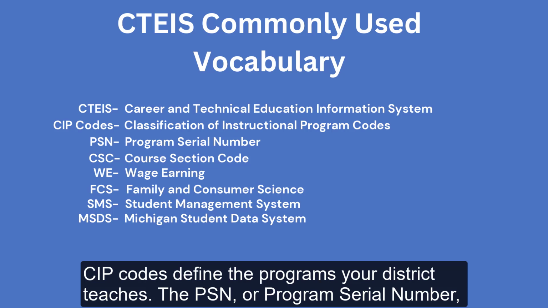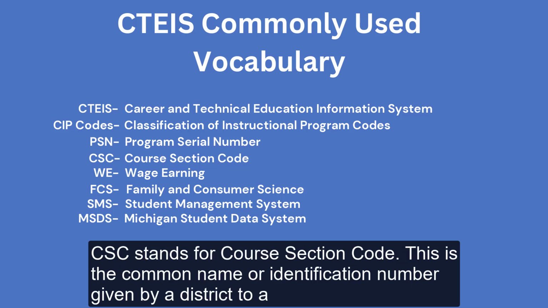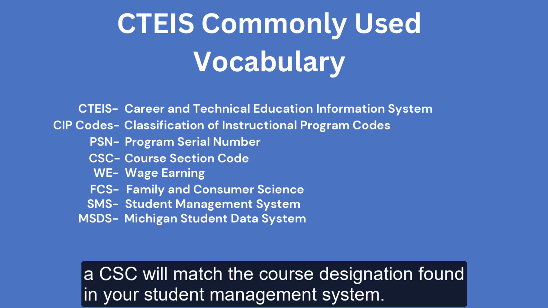The PSN, or Program Serial Number, is a unique identification number assigned to a single program that is taught within a specified building. CSC stands for Course Section Code. This is the common name or identification number given by a district to a class taught within a specific building. In general, a CSC will match the course designation found in your student management system.